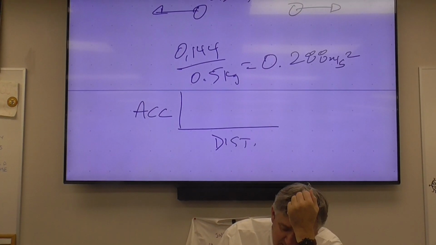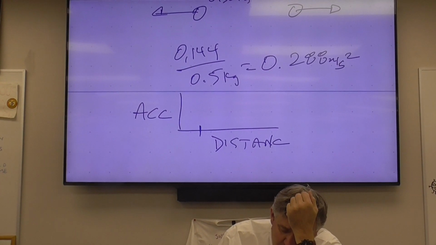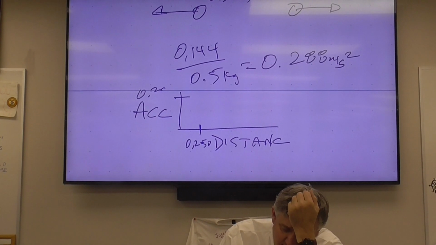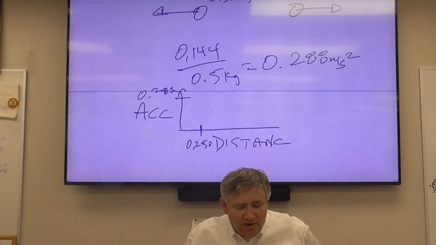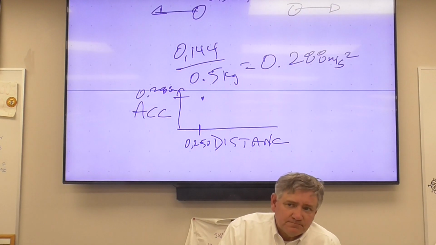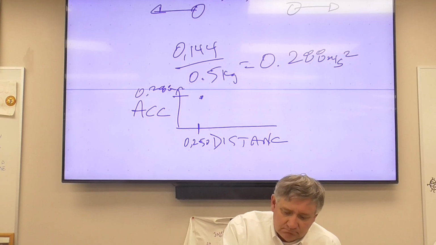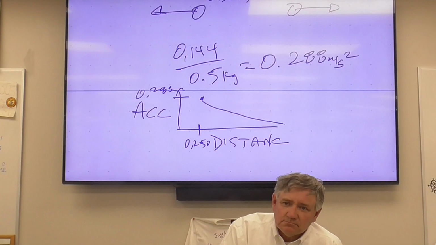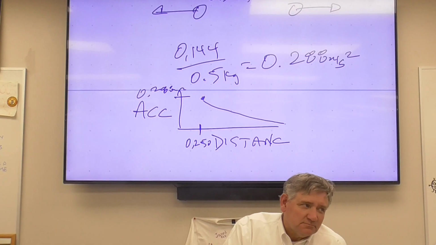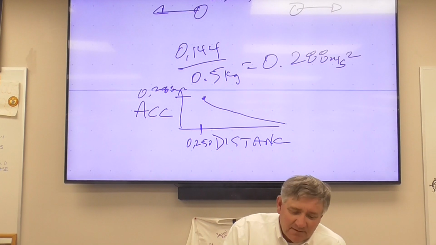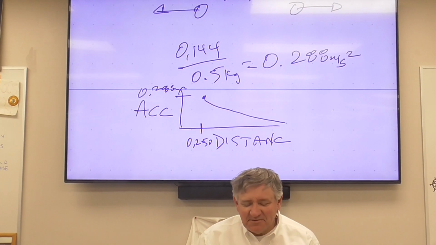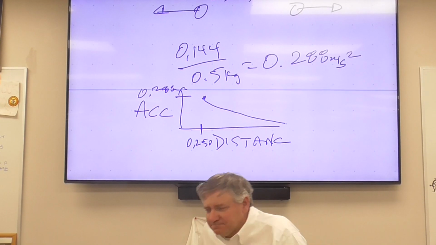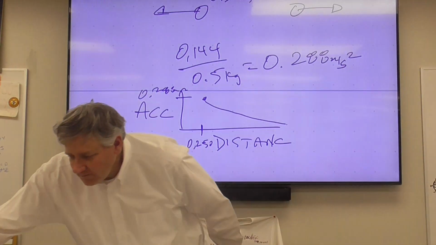So if you were to draw a graph of acceleration versus distance, here you are at 0.25 meters with an acceleration of 0.288. Can you flip to the other side? What's that graph going to do? Will it ever go to zero? Theoretically, it won't. Practically it would. It will never reach zero, because we are being influenced by everything on the opposite side of the universe.